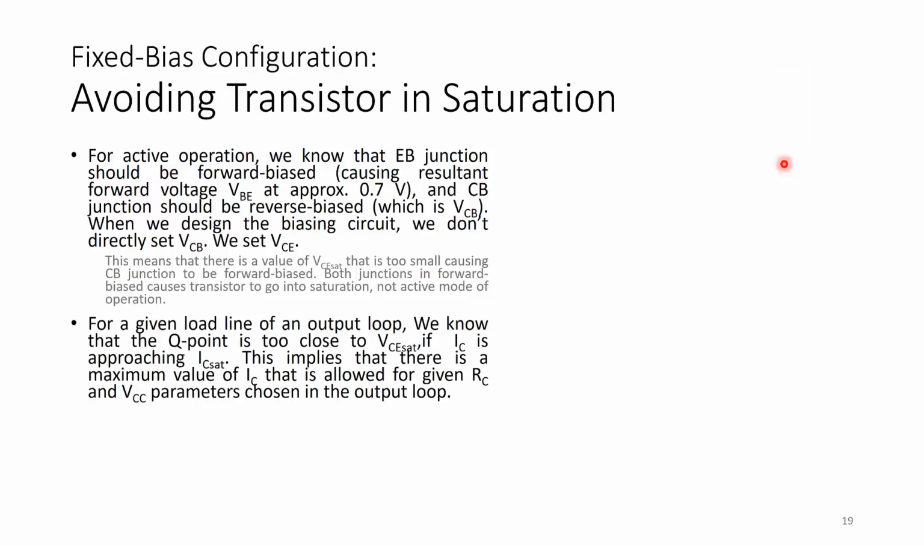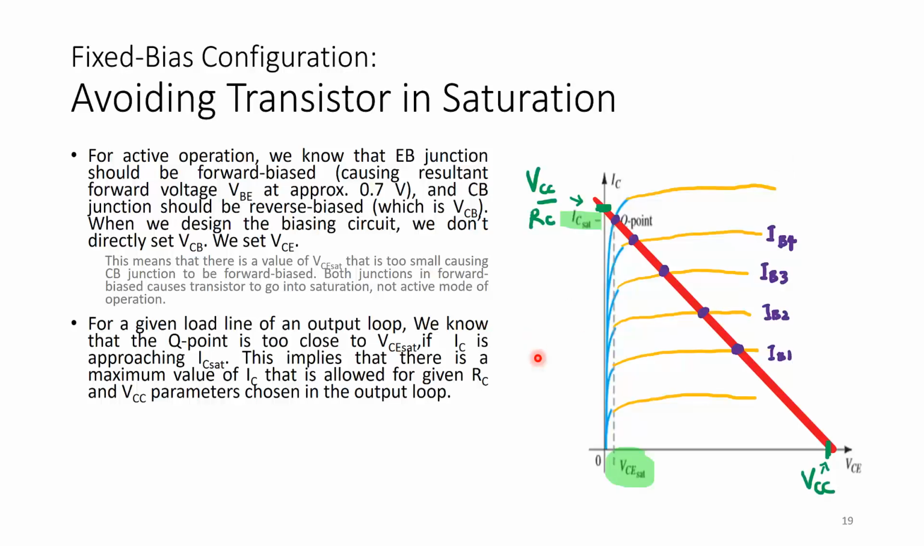So for a given load line of an output loop, we know that the Q point is too close to VCE set if IC is approaching IC set. I have just scribbled here onto the output characteristics for a given load line of an output loop. A given load line means you have already decided what RC is. And as you decide the different levels of IB, this would correspond to the different levels of IC that you might want to decide for.